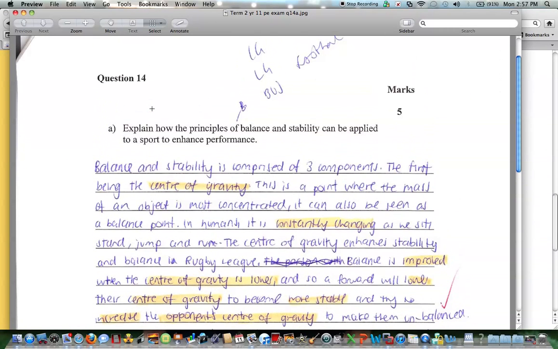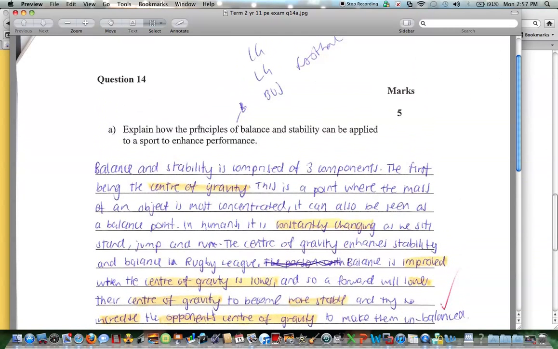First thing I'd like to show you about this answer is explain how the principles of balance, and the students have been able to write down center of gravity, line of gravity, and the third one being base of support. And he's even got the word football written down here to show that that's the sport that he's going to be talking about. So even if he was to forget, he's got a little overview of what he wants to concentrate on in his answer, looking at football. So that's very well done.